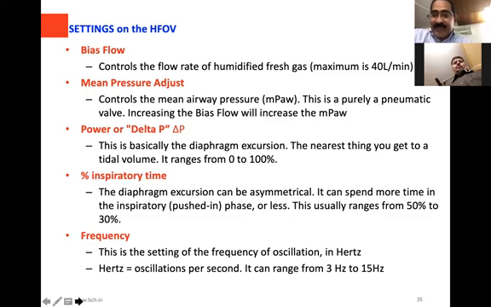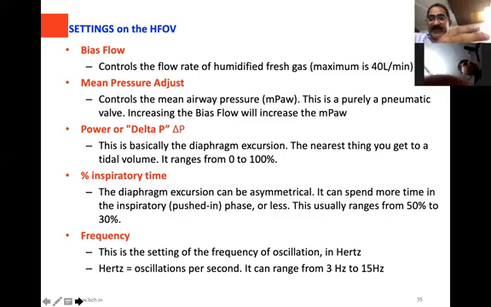The next thing that is important is your delta P, or your power or your amplitude. This is basically the diaphragm excursion, how much the diaphragm is moving. The nearest thing that you get to a tidal volume, it ranges anywhere between 0 to 100%. This is important because we should understand this delta P is different in different oscillators.